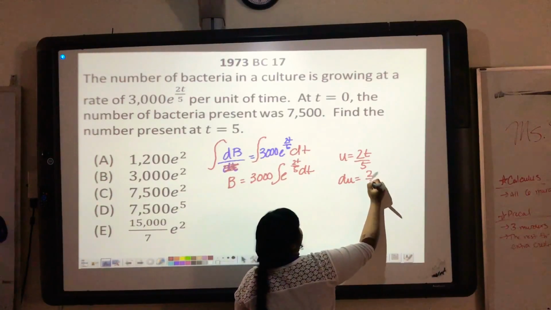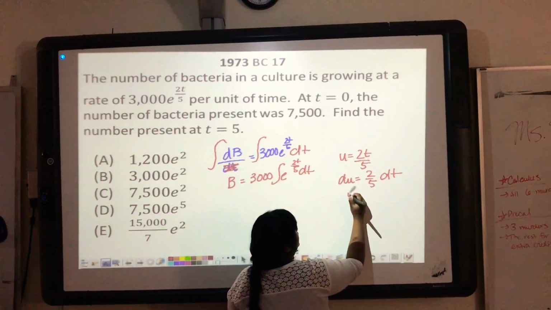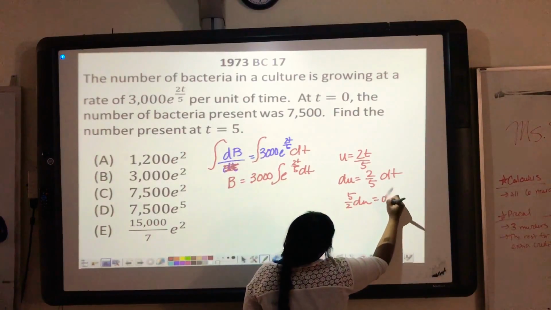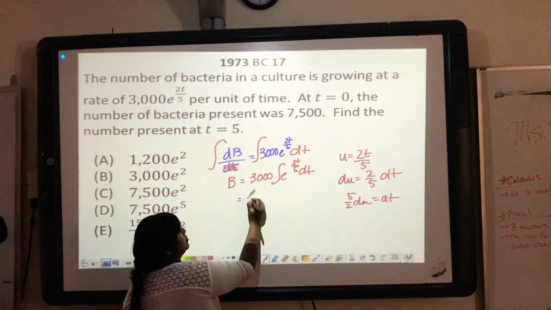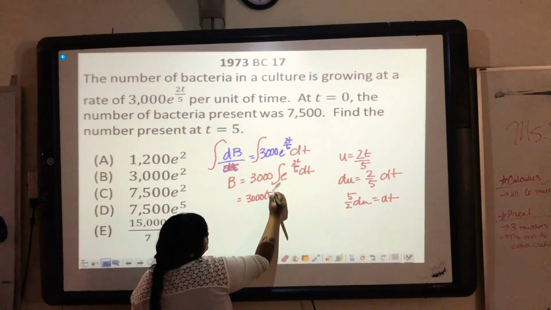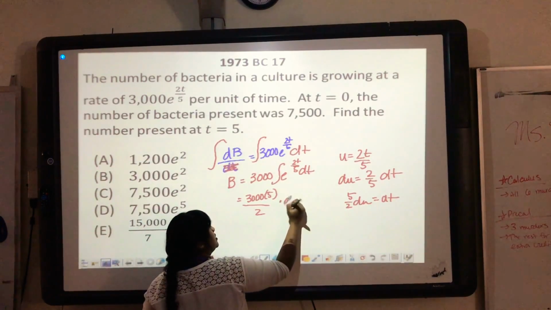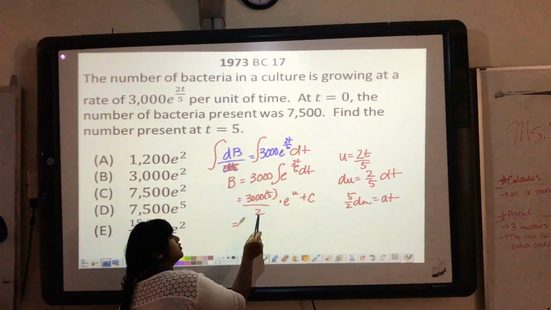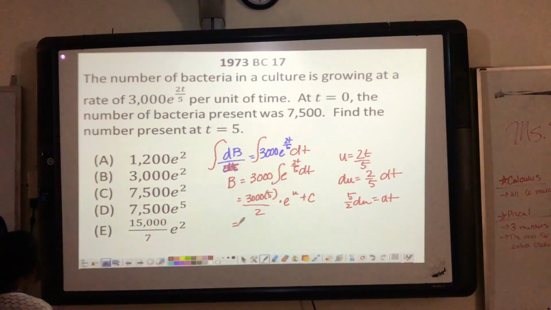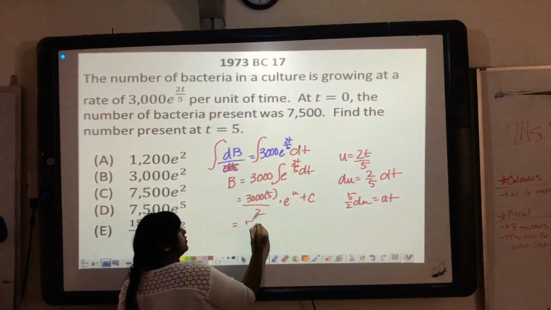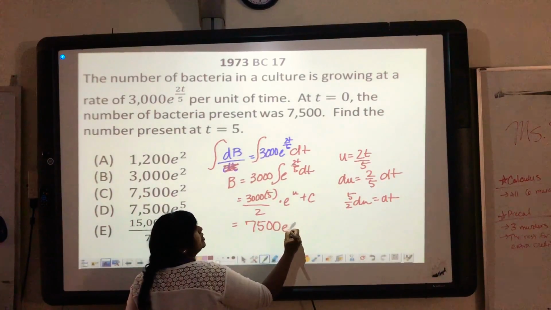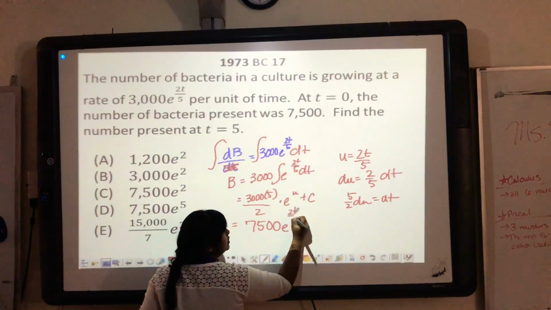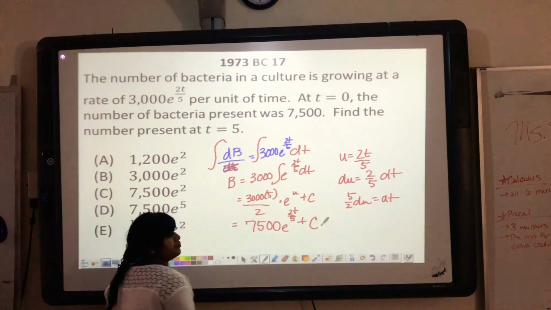du is going to be equal to 2/5 dt, so 5 halves du is going to equal my dt. So this B is actually going to be equal to 3,000 times 5 over 2 times e to the u plus c, which is equal to what? 1,500 divided by... so we get 7,500 e to the, what was my original u? 2t over 5 plus c.